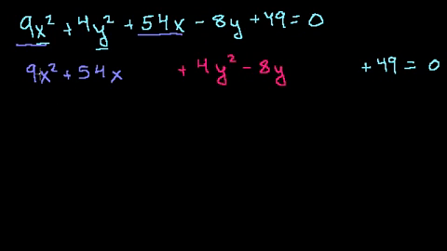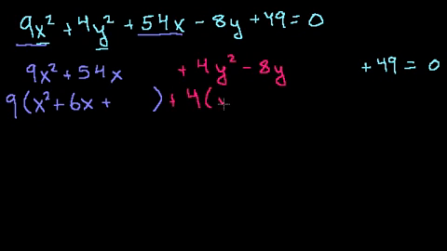The easy thing to do when you complete the square is, it's very clear we can factor a 9 out of both of these numbers, and we can factor a 4 out of both of those. So let's do that, because that'll help us complete the square. So this is the same thing as 9 times x squared plus 6x, since 9 times 6 is 54. I'm going to add something else here, but I'll leave it blank for now. Plus 4 times y squared minus 2y. I'm probably going to add something here too, so I'll leave it blank for now. Plus 49 is equal to 0.